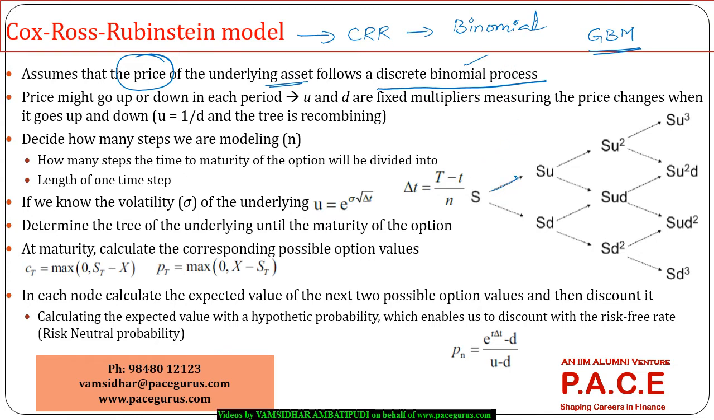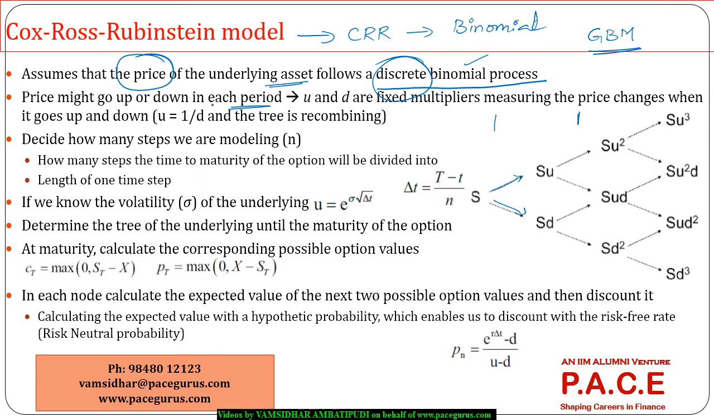Binomial means either the price can go up or it can go down. At any particular point within the next period, whatever is the size of the period, the price can either go up or go down. So it changes in discrete points in time. The price might go up or down in every period. The period could be as long as 10 days, or probably it could be a minute or a second itself. So whatever is the period that we are considering, within that period, the price might either go up or down.